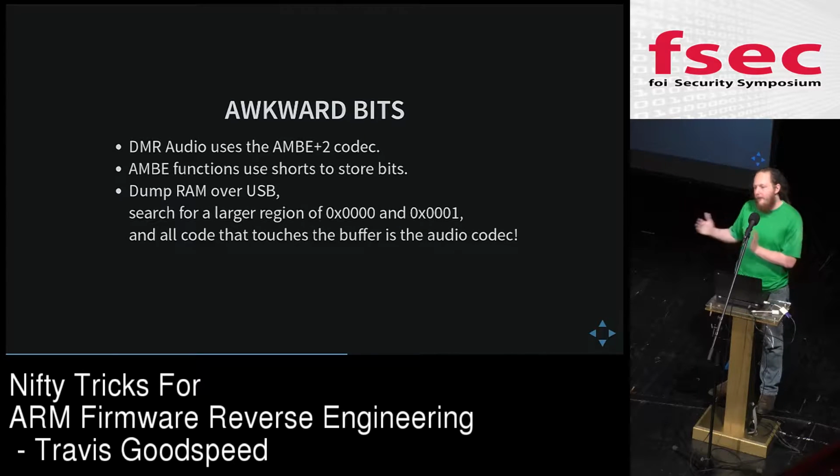So I dumped all of the RAM out over USB, and then I searched for large regions that contained only 0000 or 0001, and that gave me the buffers for all of the audio codec work. And then by finding every function that accessed those addresses, I was able to identify the audio codec functions themselves. Later on, I'll show you how to run those in Linux. And all of the code that targets these buffers is the audio codec. There are no false positives in this, which was particularly nice when reversing something that was not yet running in an emulator.